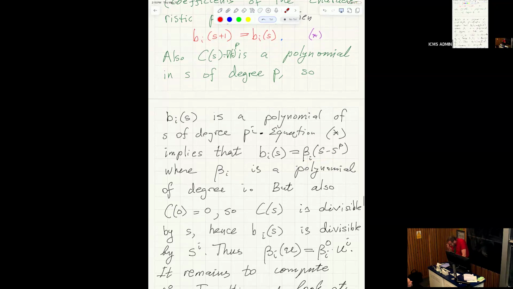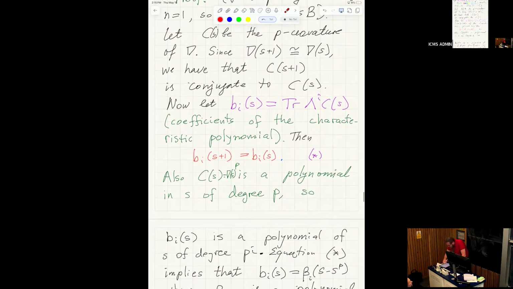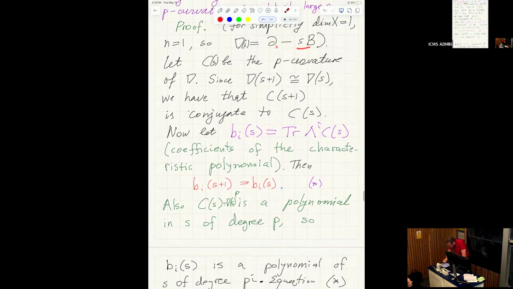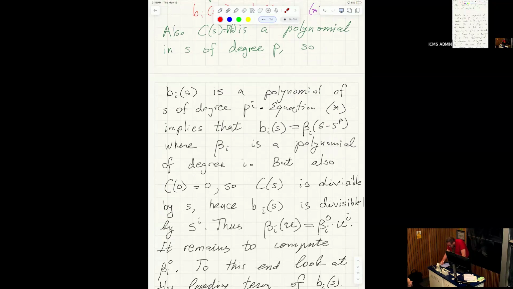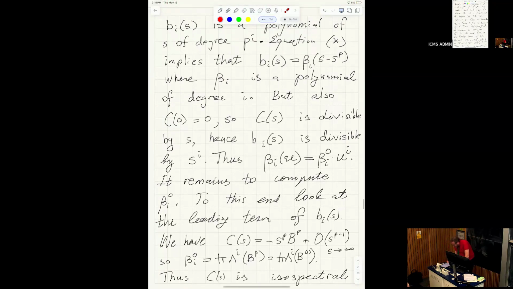But also I know that p-curvature at 0 equals 0 because my connection is trivial at S equals 0. And this means that b_i of S is divisible by S to the i. So I have some polynomial beta_i of degree i, and beta_i of S minus S to the p is divisible by S to the i. But that can only mean one thing, that this polynomial is just a monomial with some coefficient beta_0.